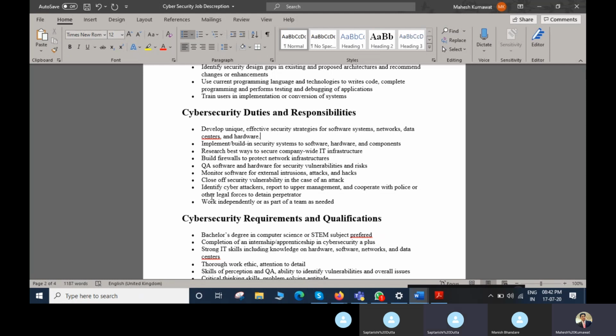Yes, sir, Saptarishi here. Sir, the best way to secure company-wide IT infrastructure: for that we need a tool for communication and security management. We need a framework for standardized administrative, technical, and physical controls, because the framework will allow a company to apply the procedures and technologies to achieve its goals. And the security must support the organization's mission.